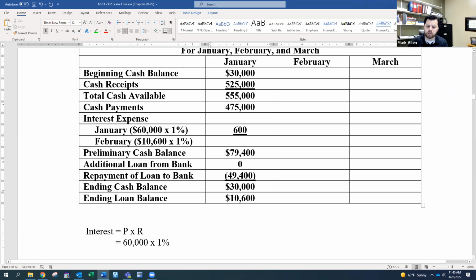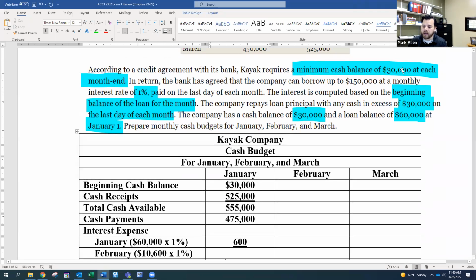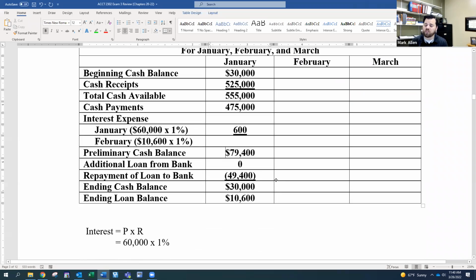A lot of times students will get in a rush and they'll go, oh, I want to pay off the loan, especially if you have more money than the loan balance like we do here. Sometimes we tend to forget about that minimum cash balance. And so don't forget about that.